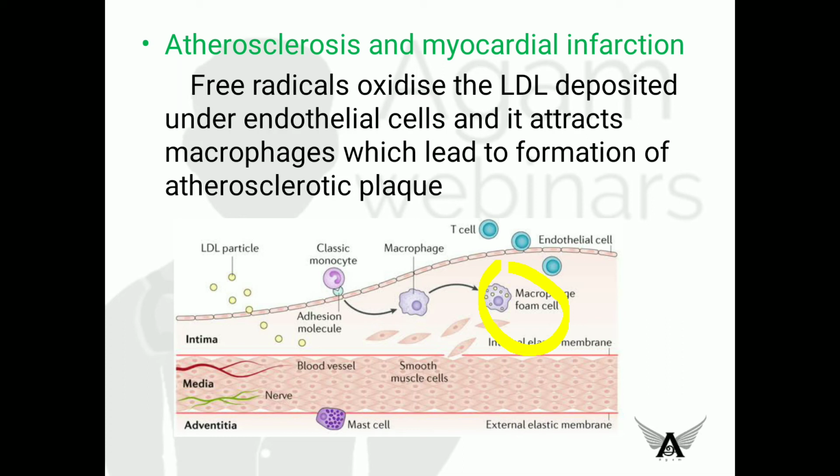This foam cell will initiate the formation of atherosclerotic plaque. Understood? And these are deposited in the blood vessels and cause myocardial infarction. Understood? This is the mechanism. Oxidation of LDL will give rise to the attraction of macrophages. The macrophages will form foam cells, which leads to atherosclerotic plaque.